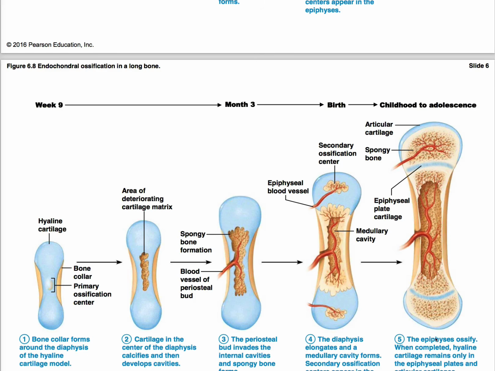Okay, so once the epiphysis calcifies, the only place you're left with cartilage is at the epiphyseal plate and at the end of the bone. So it's articular cartilage over here, and then the epiphyseal plate cartilage over here and over here. Remember, the epiphyseal plate is what separates the epiphysis from the diaphysis.